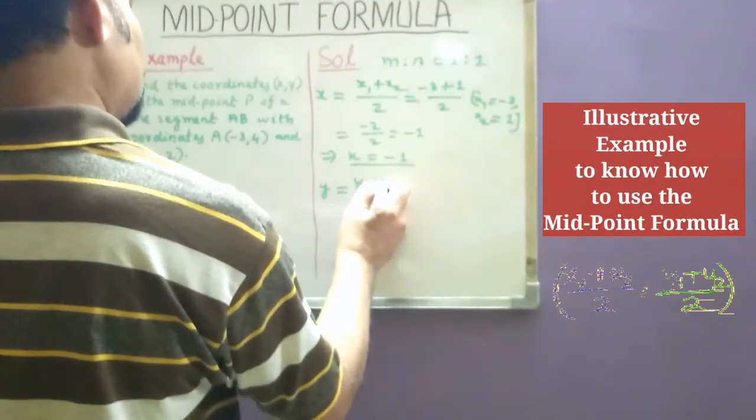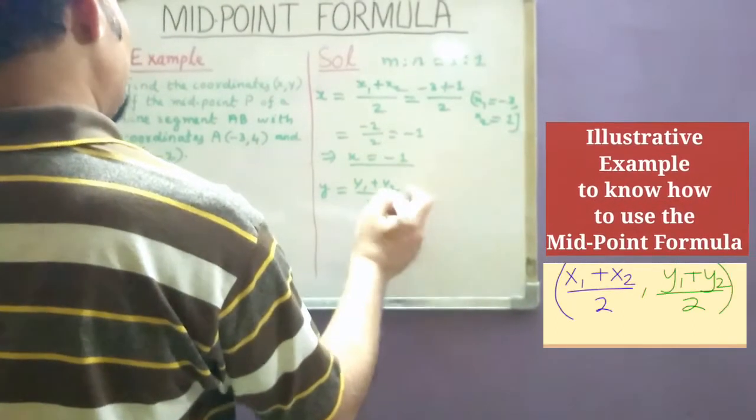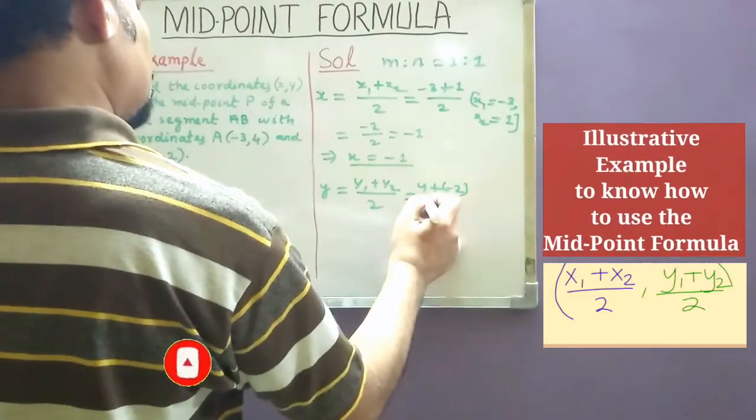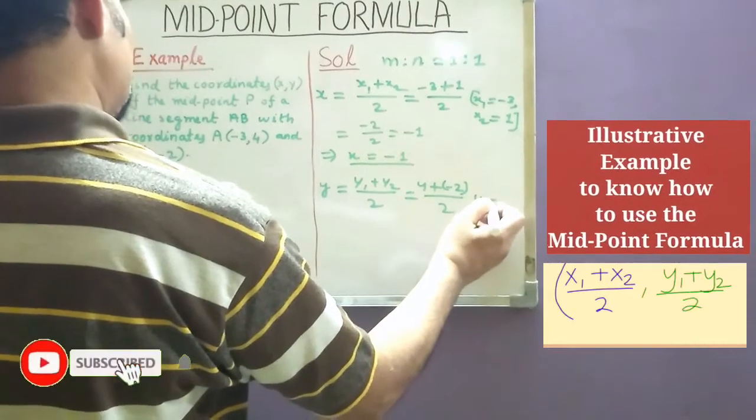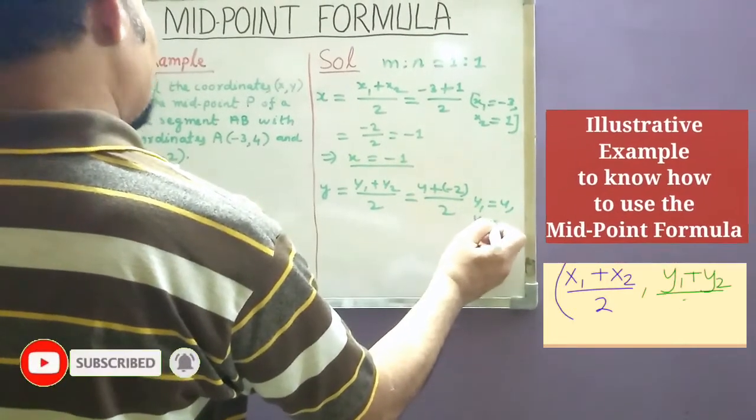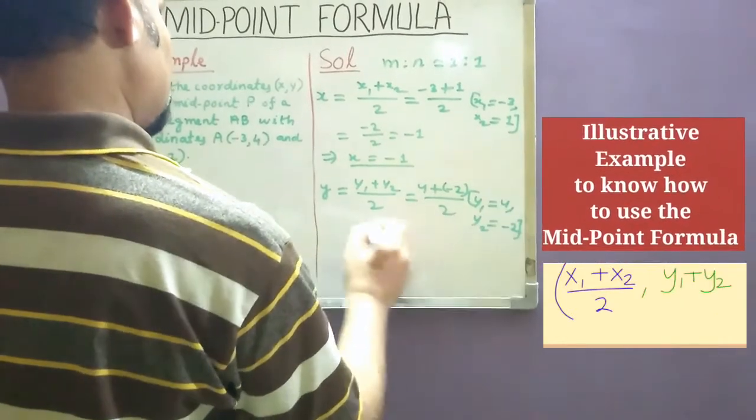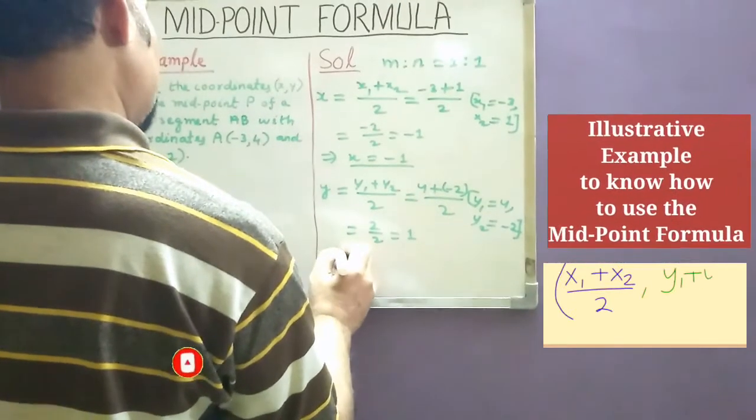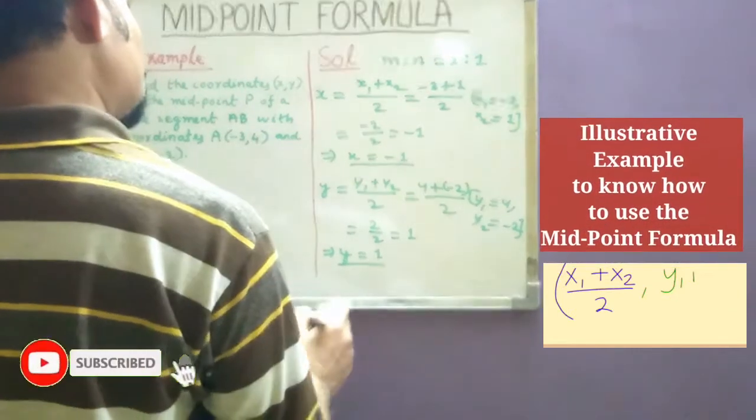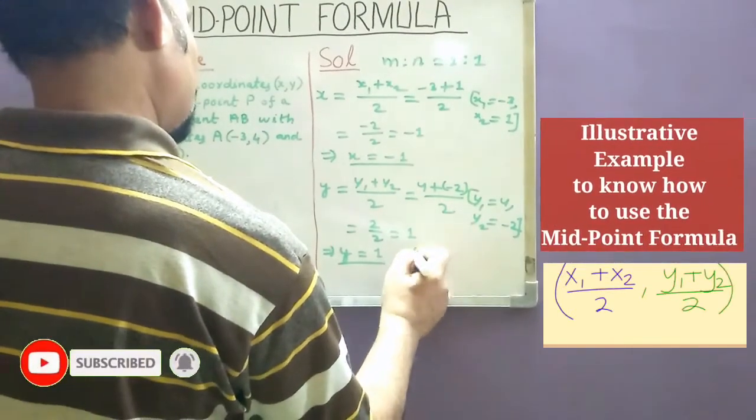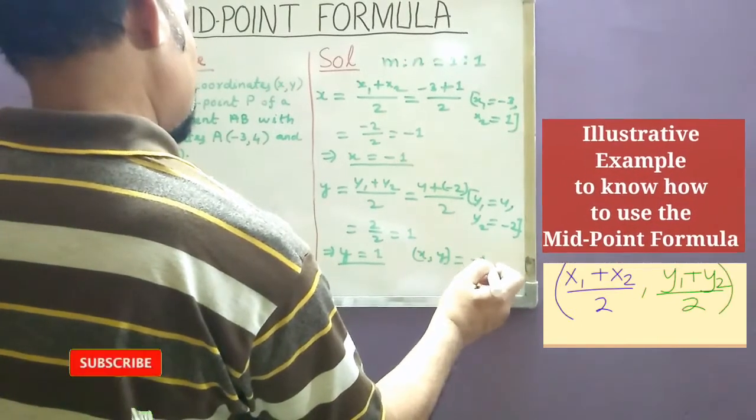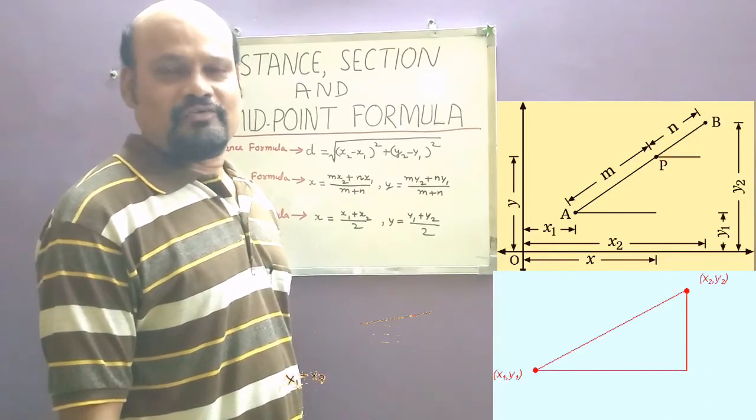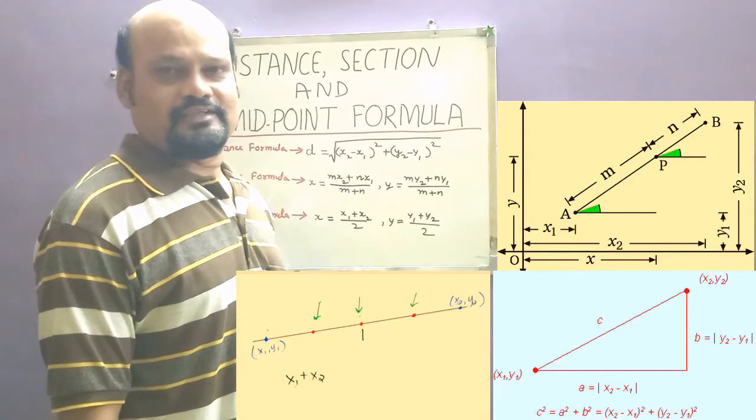Similarly, y equal to y1 plus y2 upon 2, that equal to 4 plus minus 2 upon 2. Here y1 equal to 4 and y2 equal to minus 2, that equal to 2 upon 2 equal to 1, implies that y equal to 1. Hence the coordinates of the midpoint are minus 1, 1. I think you would have understood how to easily derive distance, section and midpoint formula in the coordinate plane.